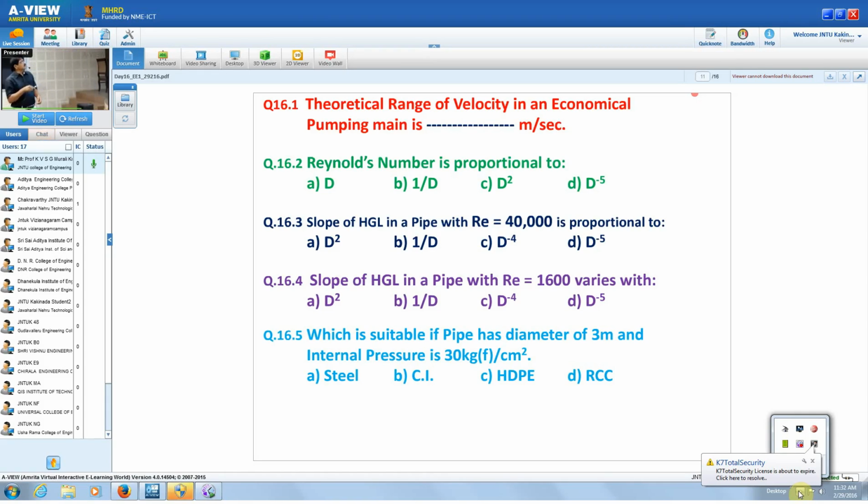So the first question is, the theoretical range of velocity in an economical pumping main is dash meter per second. Second question is, Reynolds number is proportional to D to the power of minus 5. Slope of HGL in a pipe with Re equal to 40,000 is proportional to D to the power of minus 4. Fourth question, slope of HGL in a pipe with Re equal to 1600 varies with. And the fifth question is, which is suitable if the pipe has a diameter of 3 meter and internal pressure is 30 kg force per centimeter square?